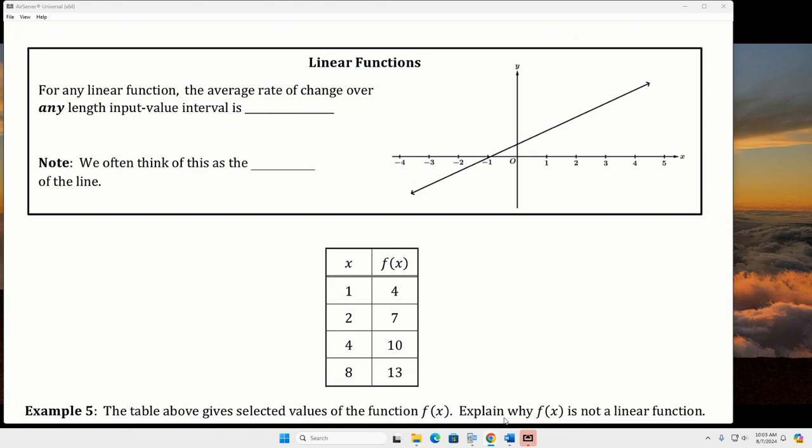So for any linear function, the average rate of change over any length, that's kind of important, any length input value interval, is constant. So I think you guys know that. The average rate of change of a line is always going to be the same. It's going to be a constant value everywhere. It's going to be whatever the slope is of that line.